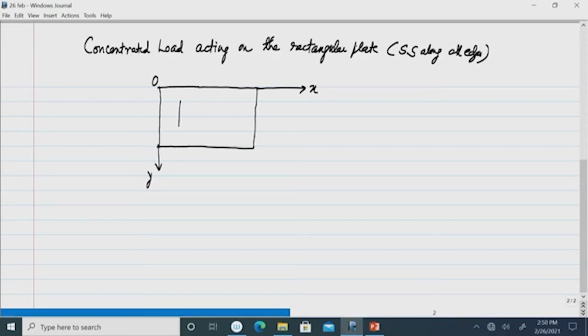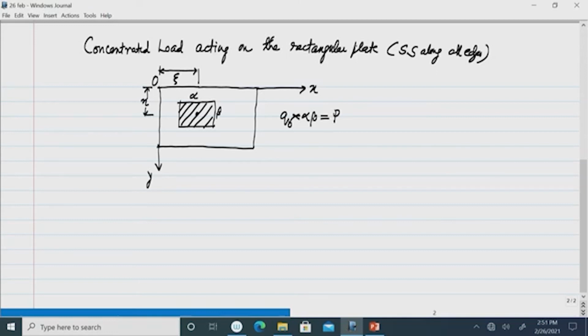Now, we have a patch loading of uniform intensity. The area of the patch loading is alpha cross beta, and the center of gravity of this patch loading is here. The x coordinate is xi and the y coordinate is eta. These are the parameters involved, and the intensity of the loading is q naught, such that q naught into alpha beta will give you the total load P.